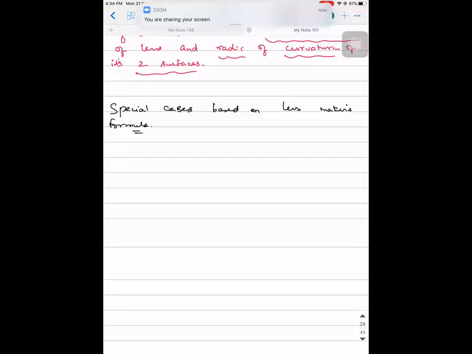So the next is special cases. Sir, you're not sharing your screen, sir. Okay, sorry. Special cases based on Lensmaker's formula.